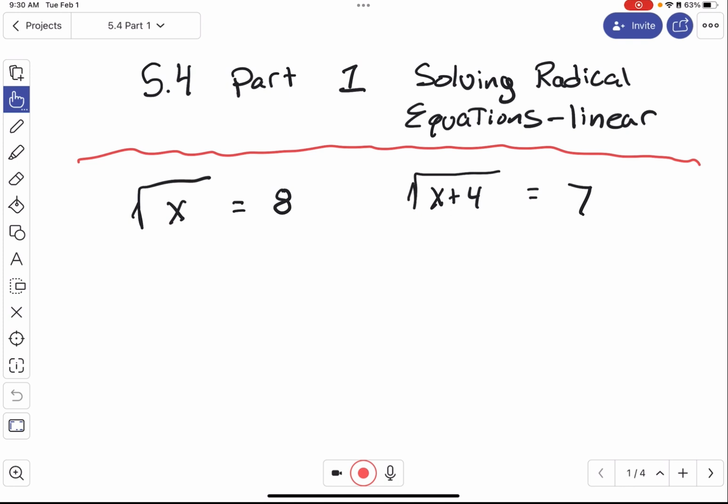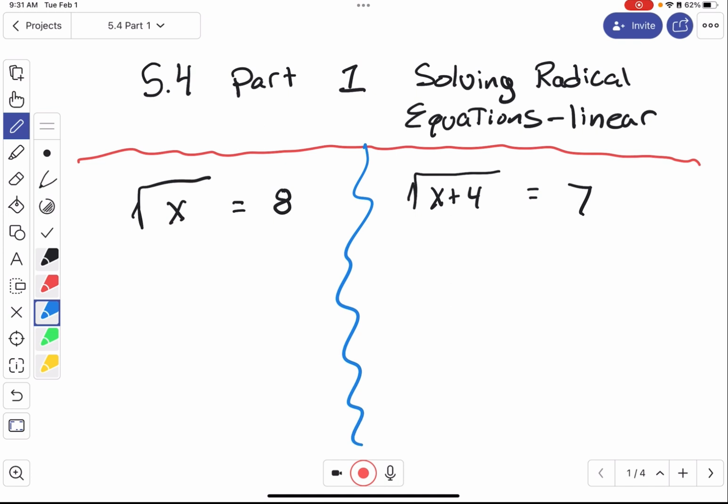So the first one is asking the square root of what number is equal to 8 is really what that first one is asking. And you can kind of think about it in your head. The square root of what is 8? Well, the square root of 64 is 8. So we know this answer for this first one has to be 64.